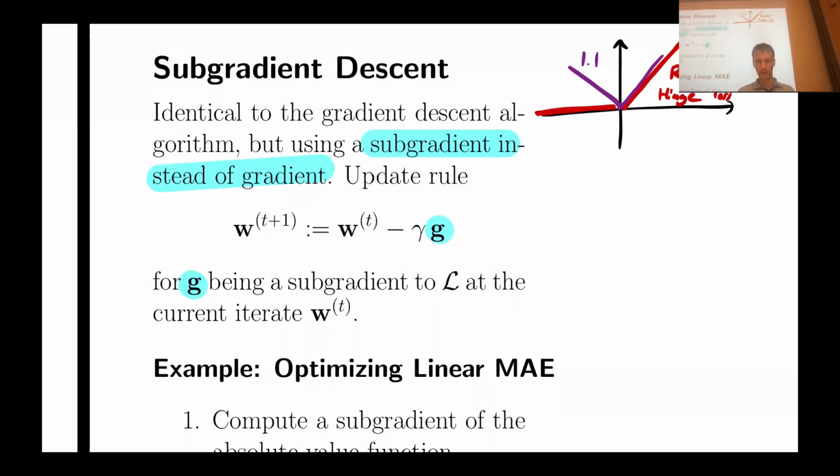Okay, so now we just broadened our toolbox. Now we can also tackle these functions whenever we have a way to find these subgradients. So that's not always a trivial endeavor. I cannot give you one recipe to always find a subgradient. It really depends on what kind of function you have, if it's easy to do or not.